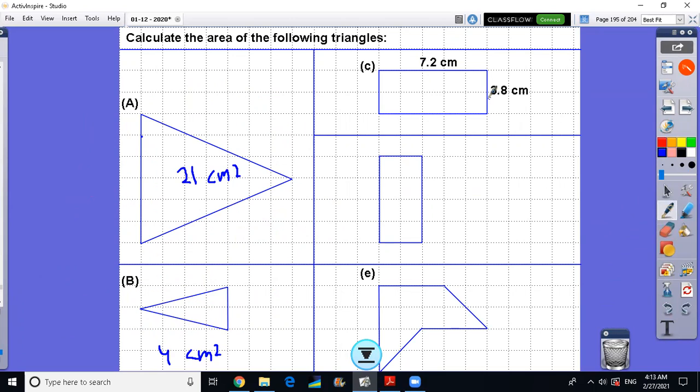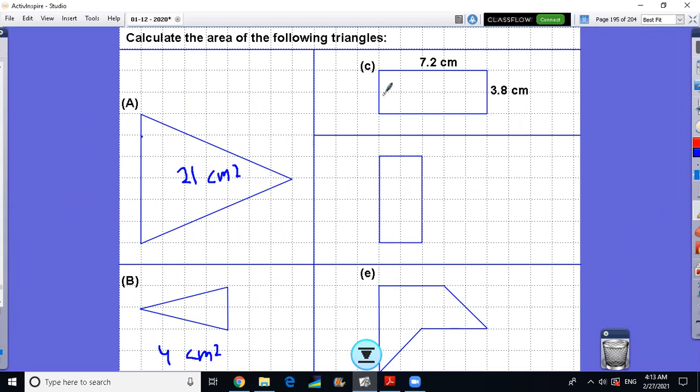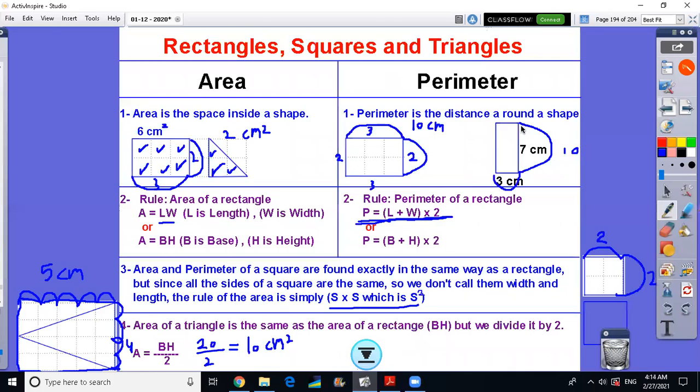Oh, this is area of rectangles, which is even easier. We found here the area of the rectangle is what? We learned this. It's 7.2 multiplied by 3.8. It's length times width, LW. 7.2 times 3.8 is going to give you that area. All right, what if I wanted the perimeter, mister? It is the same rule that we learned here. It is L plus W times 2.